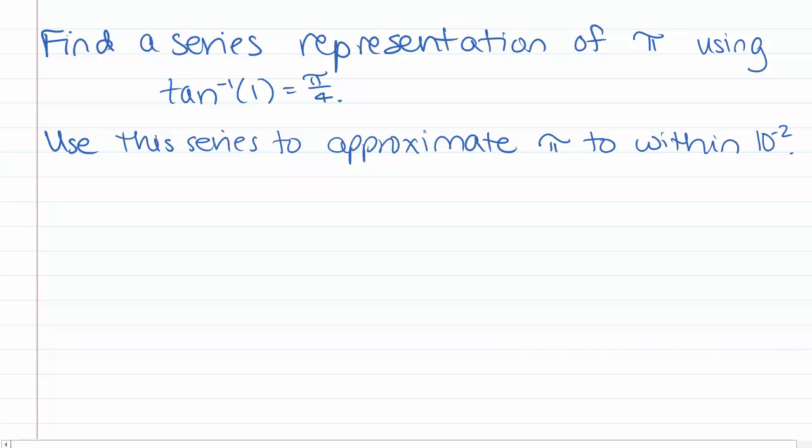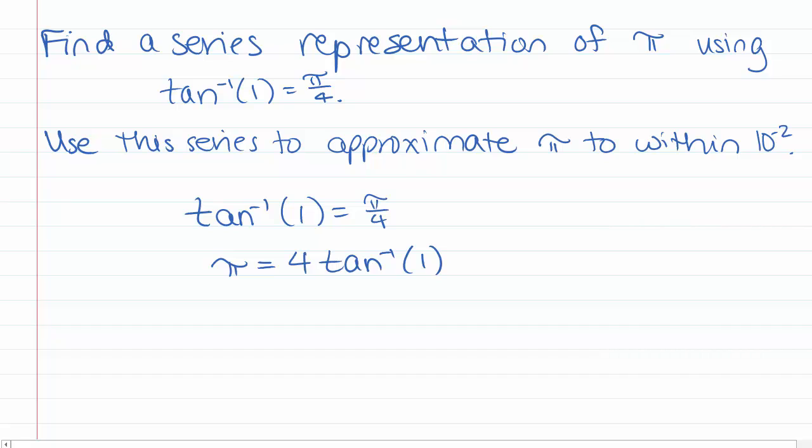If we know that arctan of 1 is equal to pi over 4, well, we want to find out about pi, right? So that would mean that pi is equal to 4 times arctan of 1. But we have a power series for arctan, right? So this would mean pi would be equal to 4 times the power series for arctan. Now remember what that is? That is negative 1 to the k over 2k plus 1 times x to the 2k plus 1. But in this case, we want to plug in 1 for x.